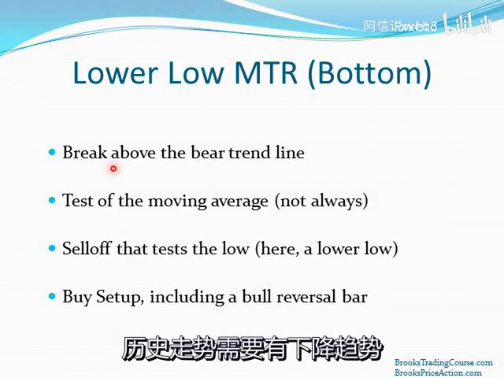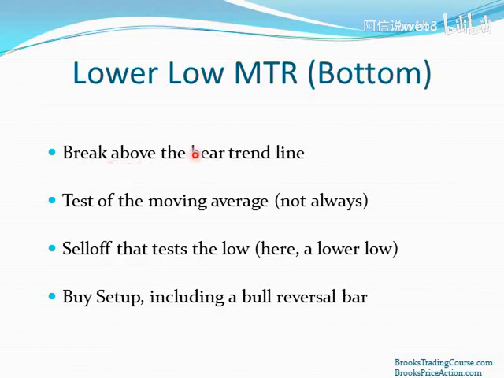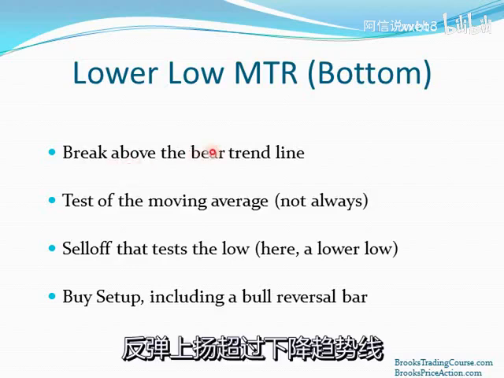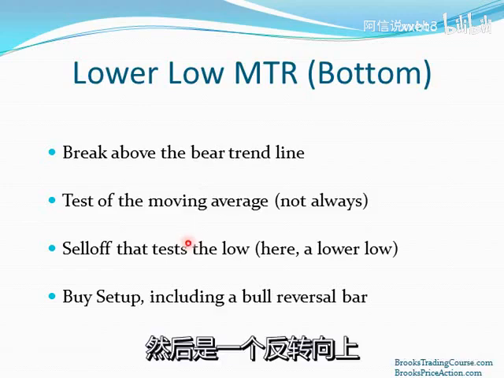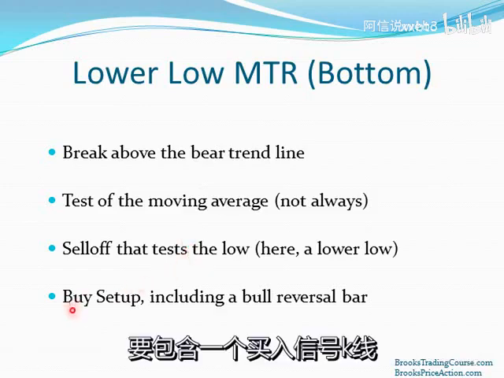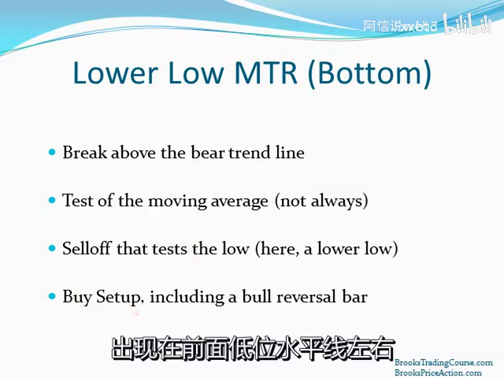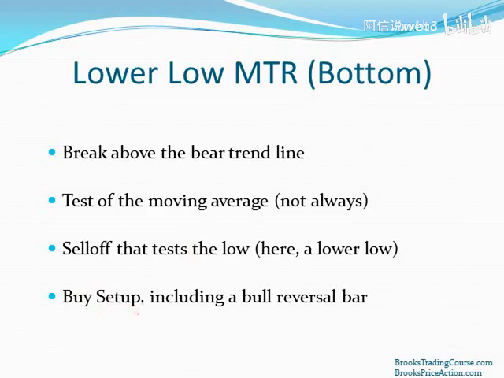So the context is a bear trend, a rally above the bear trend line, and then a sell-off, preferably weaker than the sell-off in the original trend, and then a reversal up, including a strong buy signal bar in the area of the prior low.